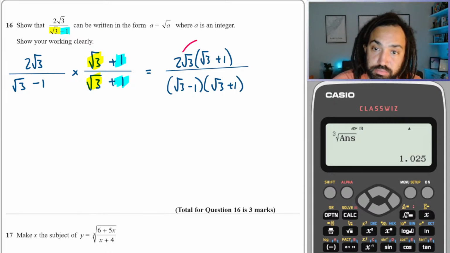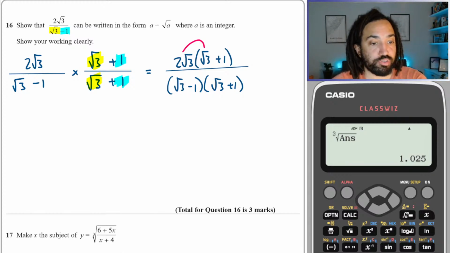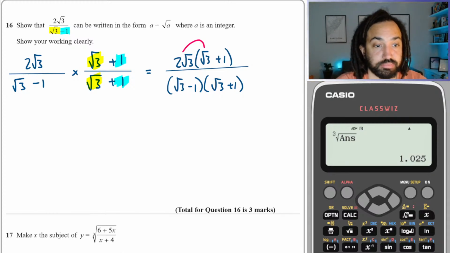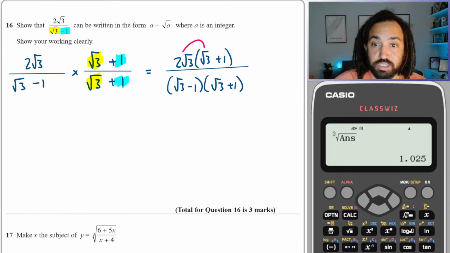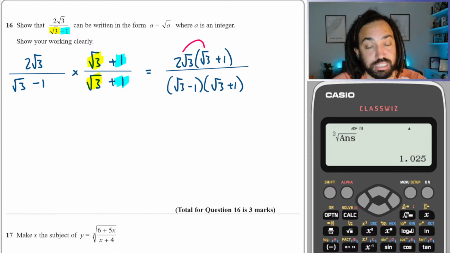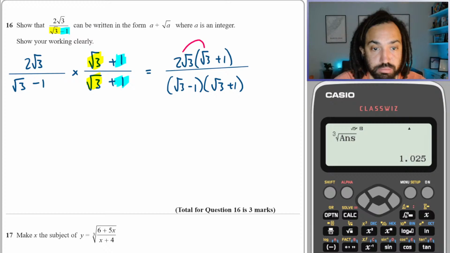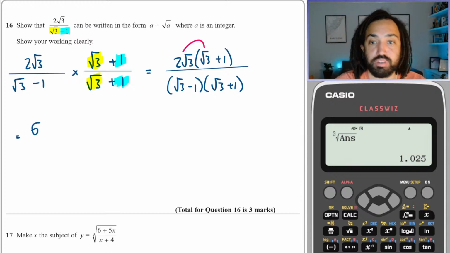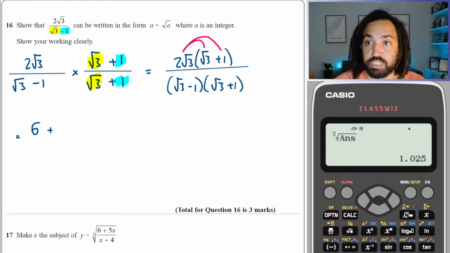So first thing, 2 root 3 times root 3. So that is going to be 2 times 3, because root 3 times root 3 is 3. So 2 times 3 is 6. Okay, and then plus 1 times 2 root 3 is just 2 root 3.